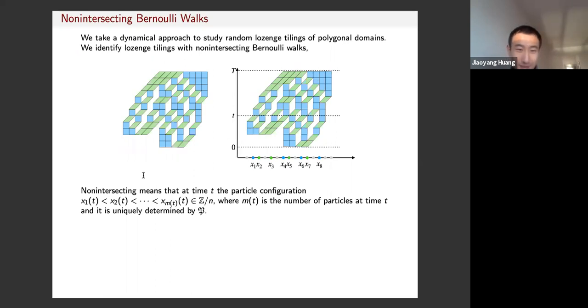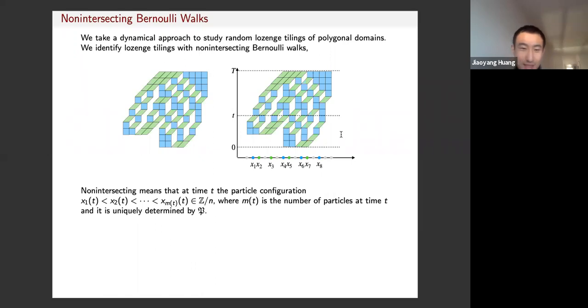If you look at the time slice at time t, we denote the particle configuration by x_1^t, x_2^t, up to x_{m_t}^t. They are all on the lattice Z over N. m_t is the number of particles at time t, and this is uniquely determined by the polygonal domain P. And non-intersecting just means those x_i are at different locations, so those are strict inequalities.